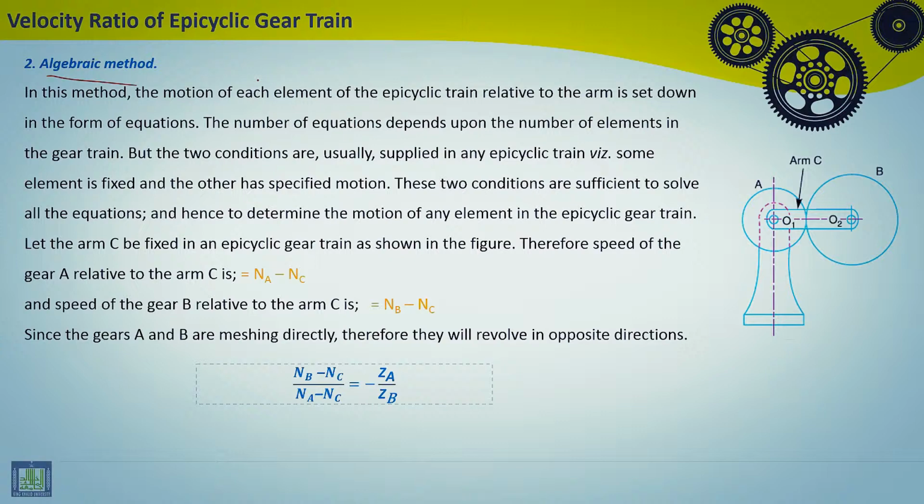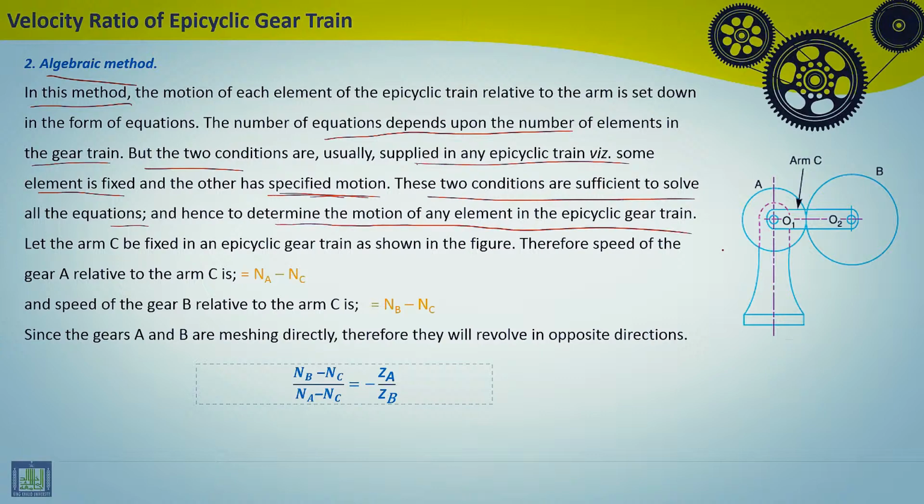Let's move now to algebraic method. In this method, the motion of each element of the epicyclic train relative to the arm is set down in the form of equations. The number of equations depends upon the number of elements in the gear train. But two conditions are usually supplied in any epicyclic train. Some element is fixed and the other has specified motion.